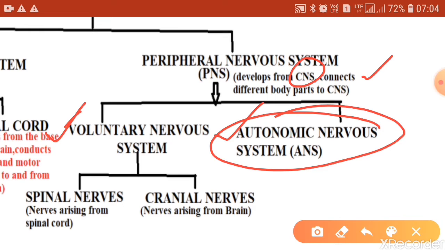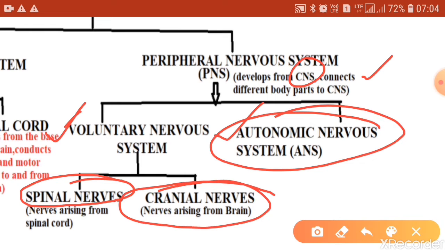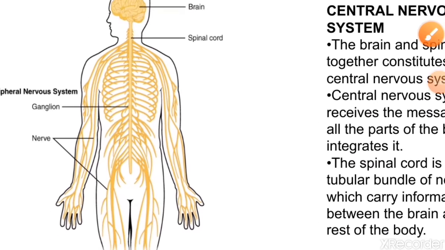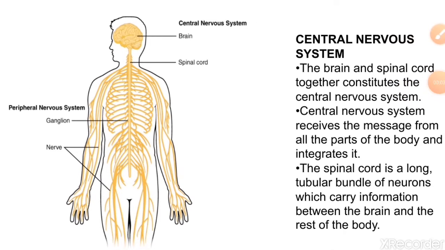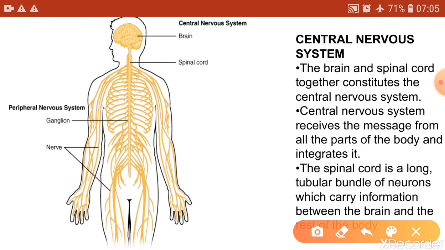Those nerves that arise from the spinal cord are called spinal nerves, and those nerves that arise from the brain are called cranial nerves. The diagram that you see here shows the parts of the nervous system: the central nervous system, made up of the brain and the spinal cord which runs mid-dorsally. As you can see, the different parts of the body are connected to the spinal cord or the brain by these yellow lines, which make the peripheral nervous system.